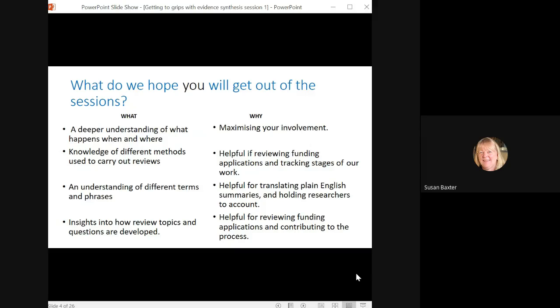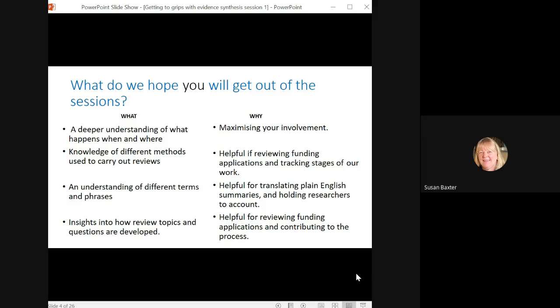So what do we hope that you're going to get out of the sessions? Well, we hope that the sessions will give you a deeper understanding of what happens when and where in the evidence synthesis process, and that this then will help you to maximise your involvement in our research. We hope that you'll get an understanding of the different methods that are used to carry out reviews or evidence synthesis, which we hope might be helpful to you if you're looking at funding applications outside the centre, but also, you know, so you can keep track of the stages of our work as we get through a project.